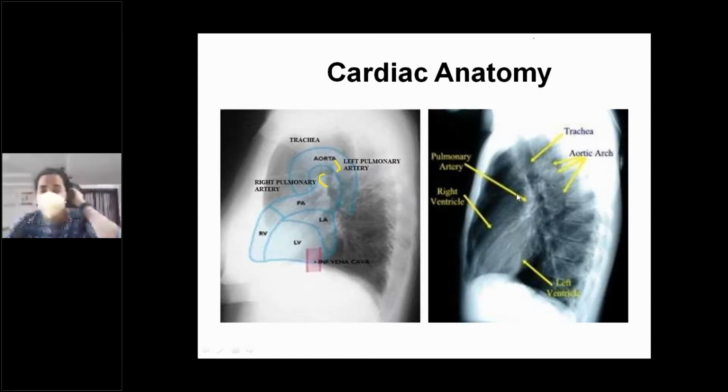Okay. And one more thing we have to try to notice is the right pulmonary artery and the left pulmonary artery. I know both of these are not very clearly visualized on the lateral radiograph, but one thing you can remember is that the right pulmonary artery is at a bit lower level than the left pulmonary artery.